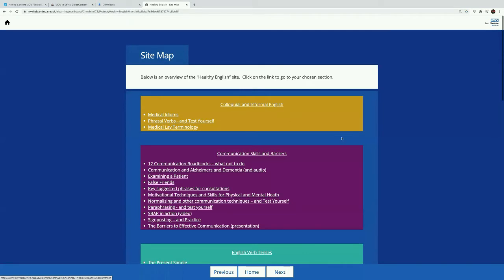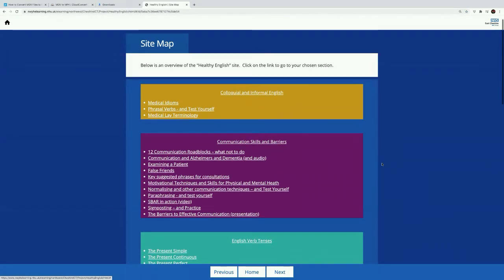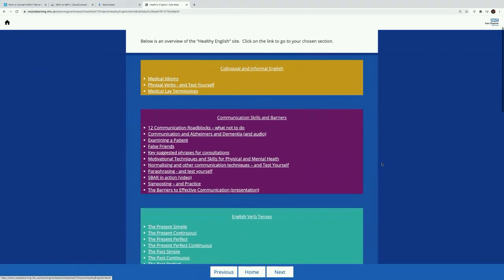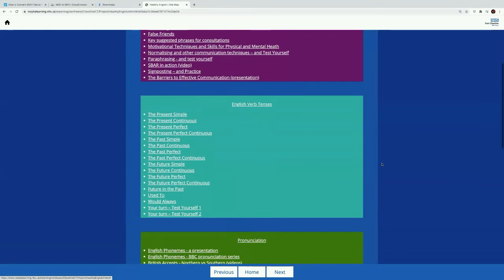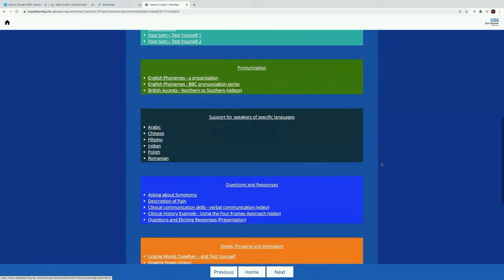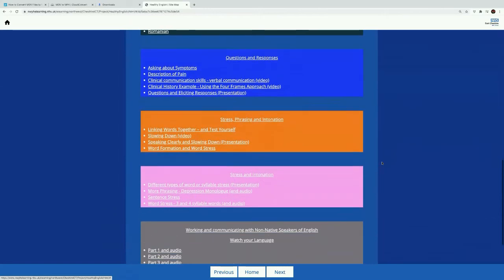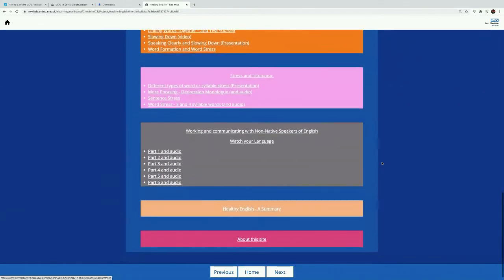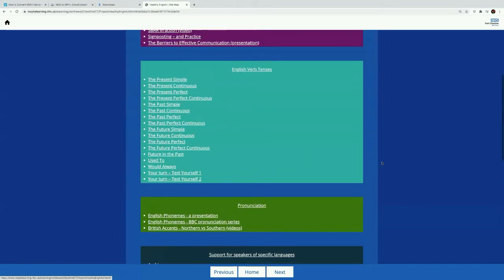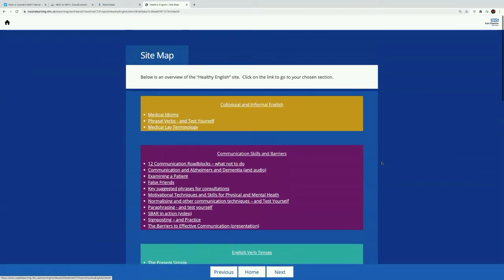The sitemap gives you a much clearer and more detailed overview of the content of the site. Starting from the top here, colloquial and informal English. This section is really about the use of vocabulary and its non-literal use.